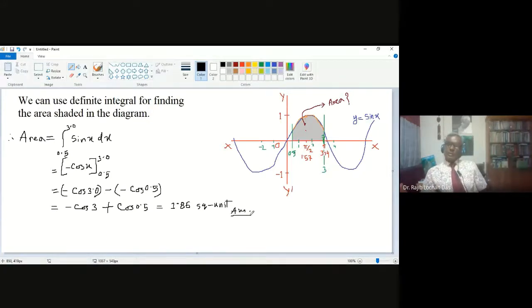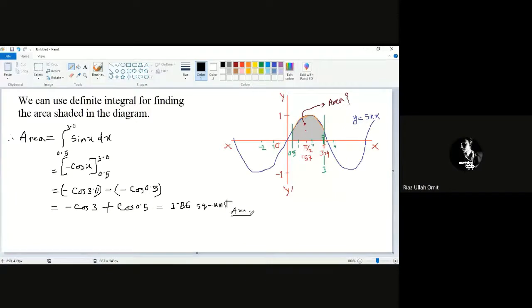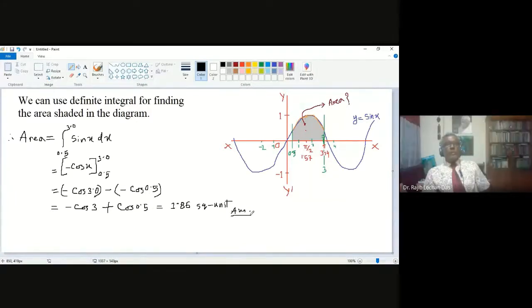Is it okay? Everyone understands this? Yes, sir. Okay. Good. So if you now want to apply the idea for arc length, what you will do? The graph is given here, and I am now asking about the arc length.